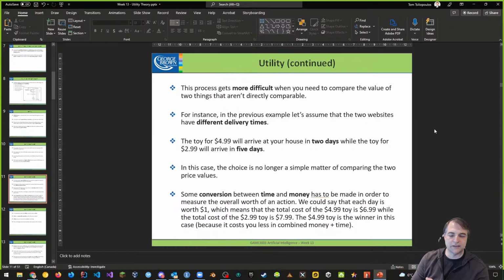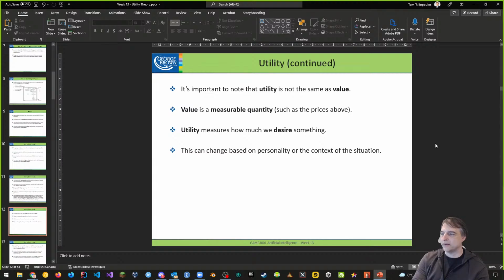So that's an idea of two different things adding together to have a different utility. Again, it's important to note that utility is not the same thing as value. Utility is what makes you happy. Value is the measurable quantity, such as the prices and times. And utility measures how much we desire something. This can change based on personality or the context of the situation or all kinds of other factors. So how much you desire something, that's really how we measure utility.